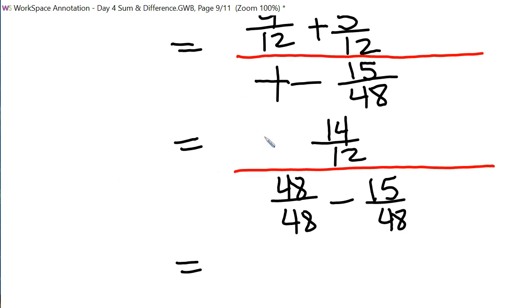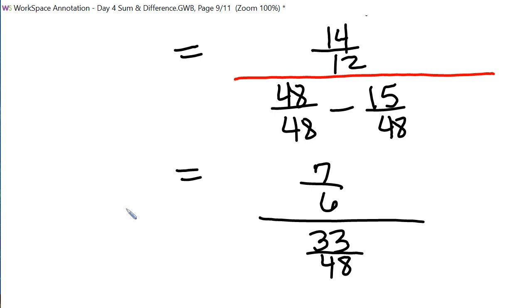Instead of 14/12, that simplifies to what? 7/6. Keep the 48. And what's 48 minus 15? 33. Now again, this is all without a calculator. Now that we are dividing fractions, what do you have to remember to do? Keep, change, flip. So multiply by the reciprocal, and multiply by 48 over 33.